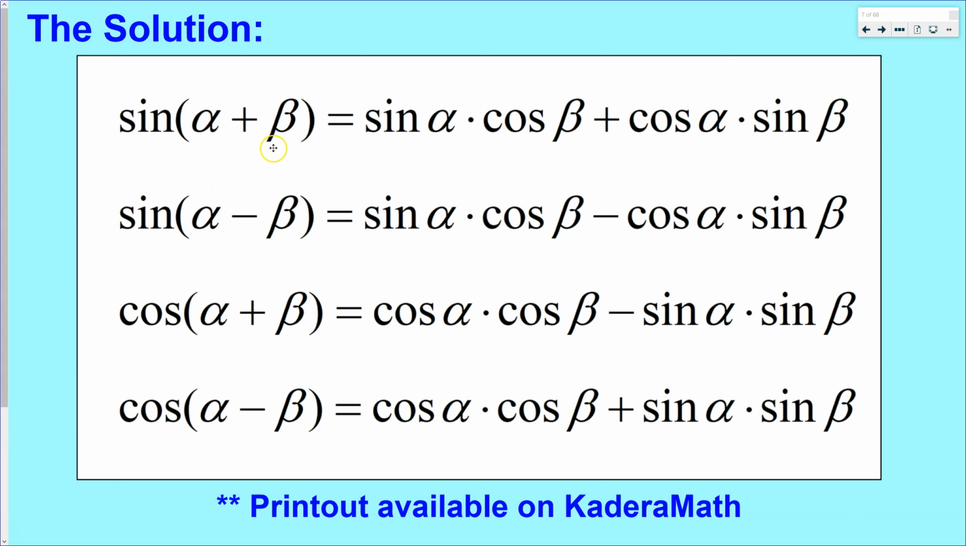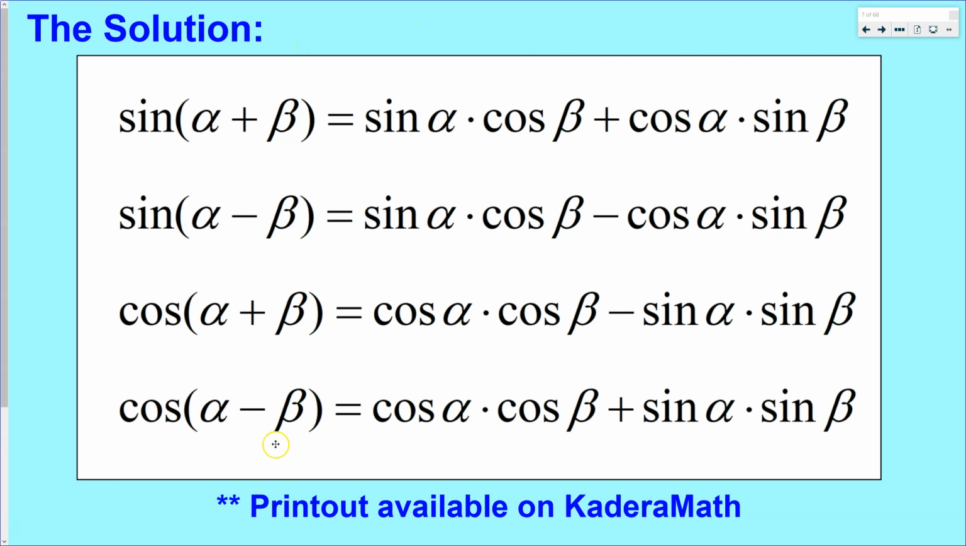This symbol is called alpha, this symbol is called beta. It's just kind of a stand-in for angle number 1 and angle number 2 that you're using. And you'll notice that there are 4 variations on these formulas, and they do not differ by very much. It's just a matter of which trig function is where, sine or cosine, and whether there's a plus or a minus in between each one. But basically it's a product plus or minus another product.